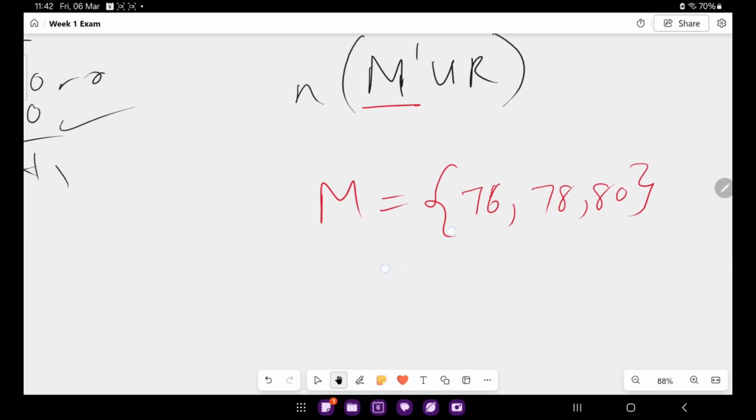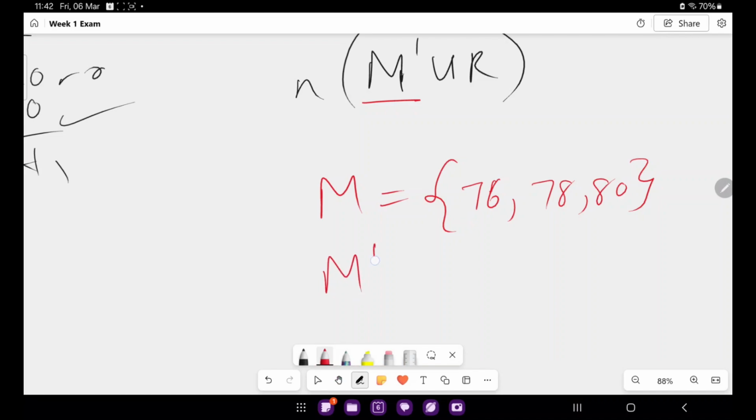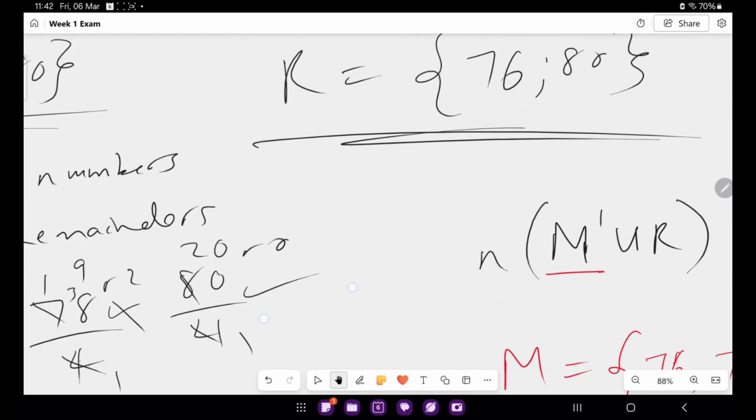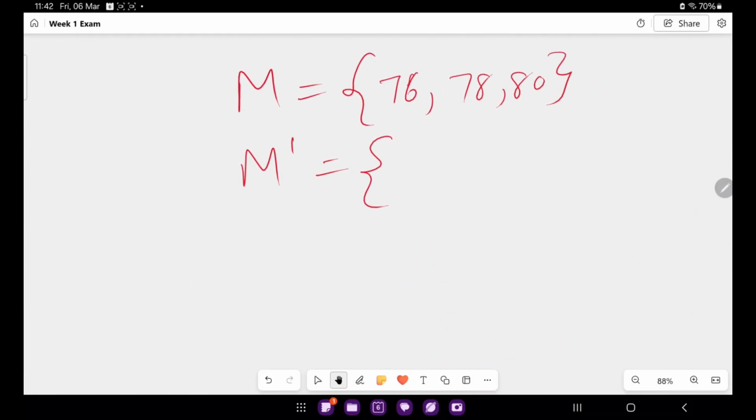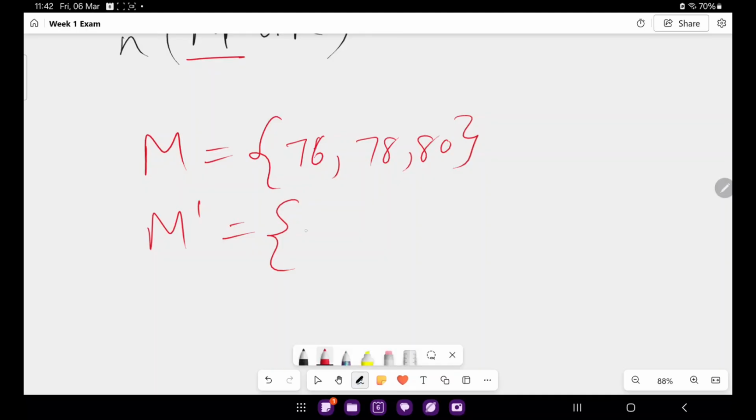And then when it says complement, that means everyone else that's in the universal set but not in M. So now I look at the universal set, then I think, okay, what other elements are not in M? Then I see 75, I see 77, I see 79. So I go back, then write 75, 77, and 79. Then I write them down.